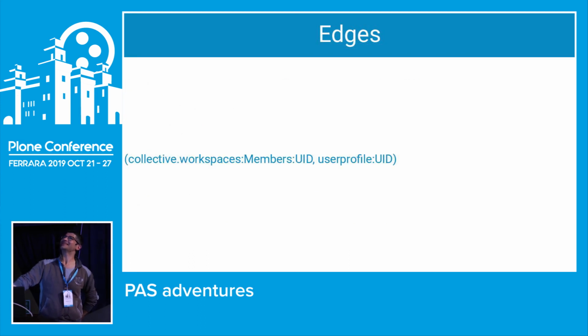But that's it. So an edge, the parent-child relationship, can be written something like that, so that we know that the user profile with a certain UID is a member of that collective workspace members.